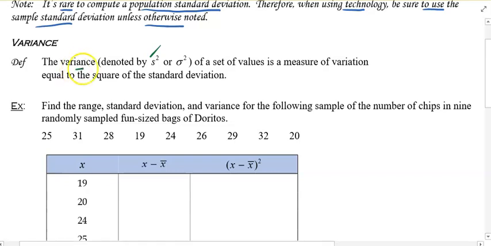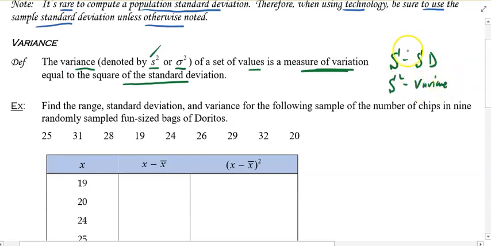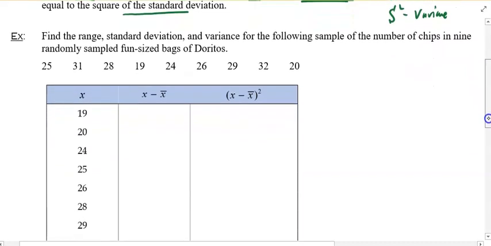So, the variance, denoted by s squared for a sample and sigma squared for a population, of a set of values is the measure of variation equal to the square of the standard deviation. So here keep in mind, s is the standard deviation, s squared is the variance. These formulas tell us how to find the variance. You square root it and that gives you the standard deviation. So keep in mind how this works.